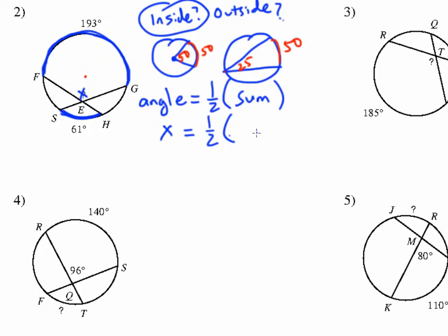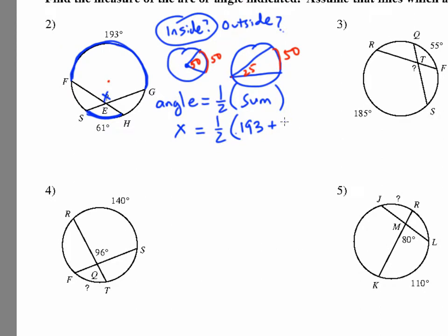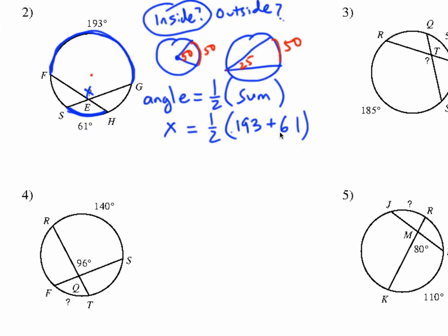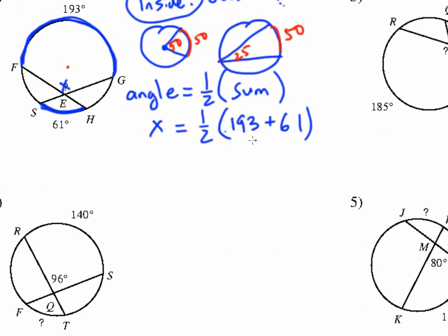So let's add up. Sum means plus, right? 193 plus 61. We'll add that up by hand out here. 3 plus 1 is 4. 9 plus 6 is 15. So we get 254.